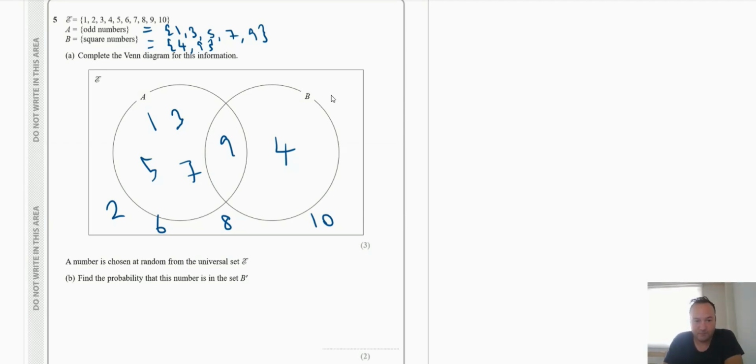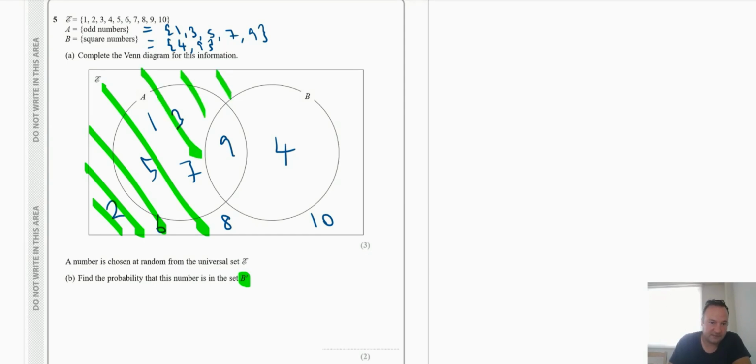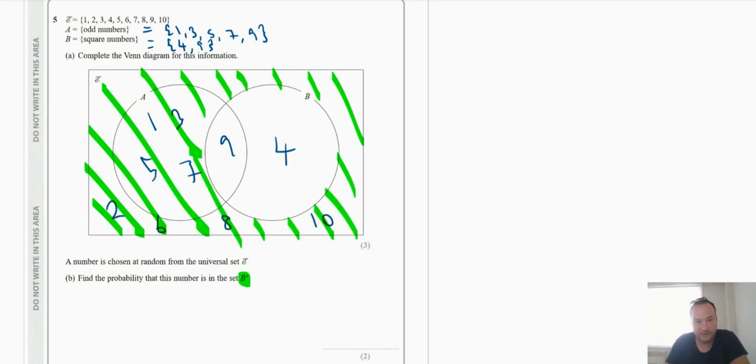Find the probability that this number is in the set of not B. So B prime, this actually means the complement of B. Okay. So the first thing that we need to do, we need to find out which part of the Venn diagram represents not B and in B. And that's everywhere, basically, in this green shaded region over here.